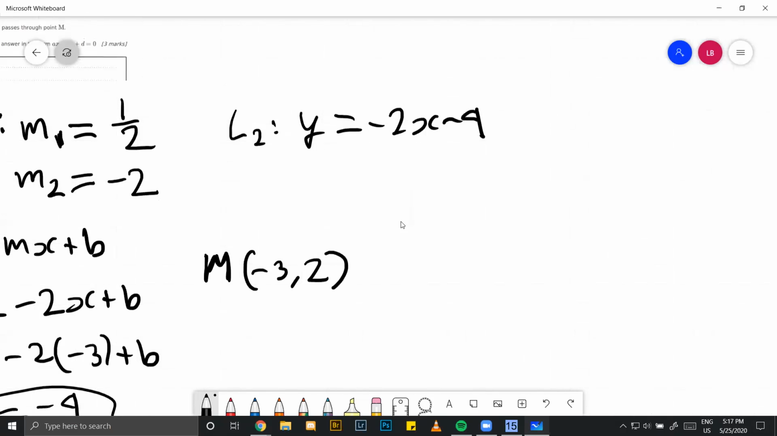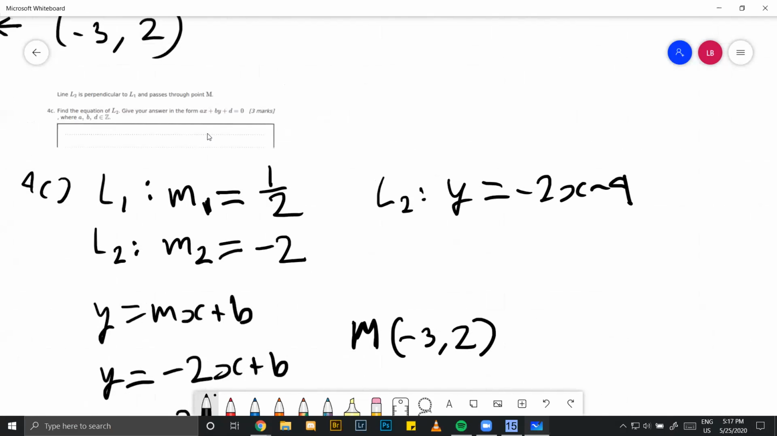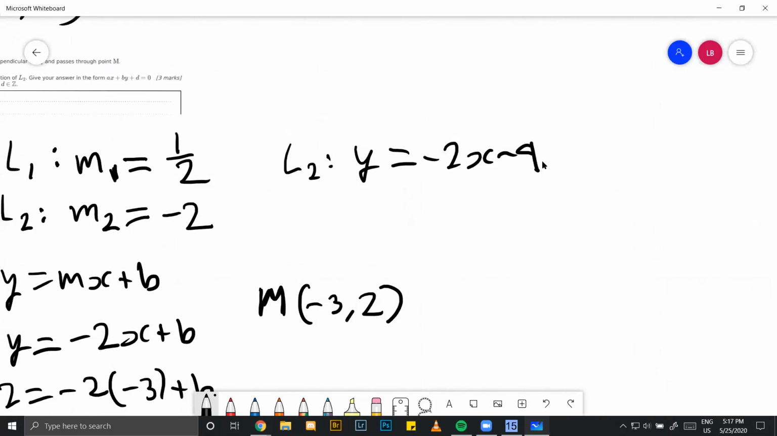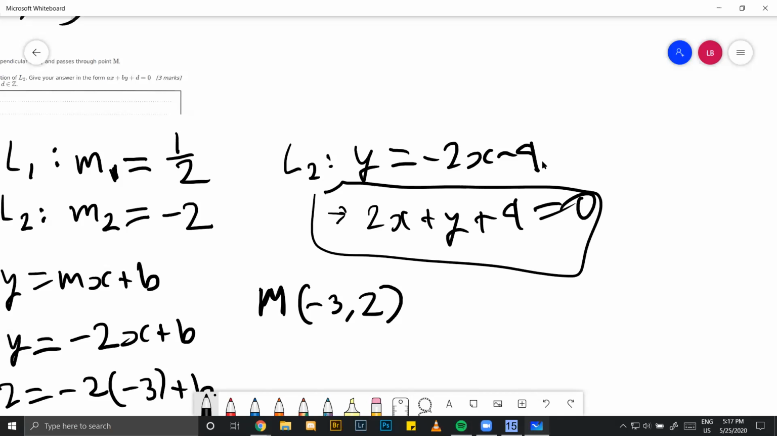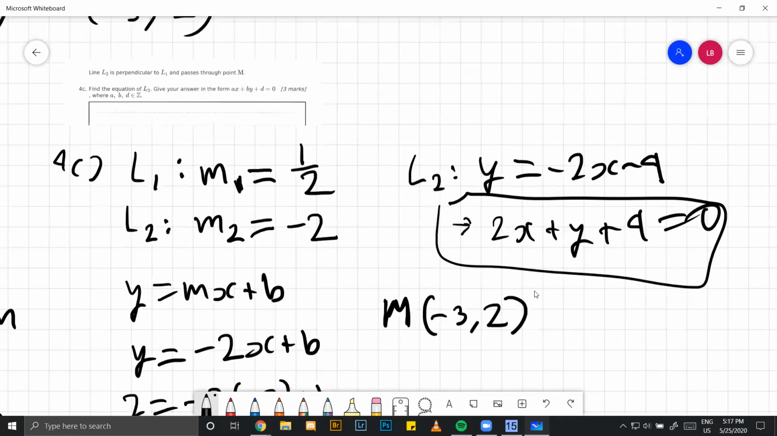But remember, they wanted it in a special form: all the x's on one side, all the y's, and all the constants on one side, equal to 0. So let's do that real quick. We move everything to the left. So y is equal to -2x minus 4 becomes 2x plus y plus 4 is equal to 0. And that's our form. That's our answer for 4C.